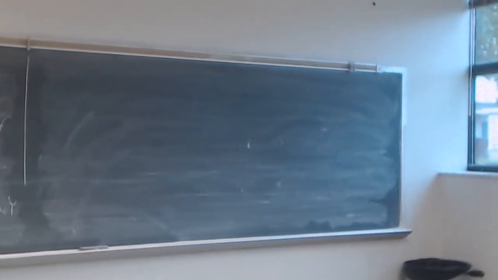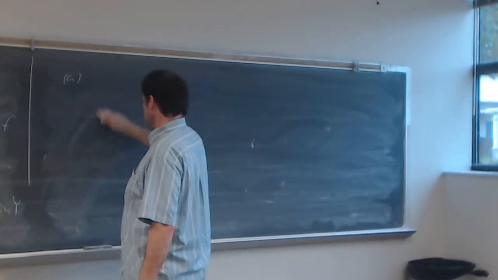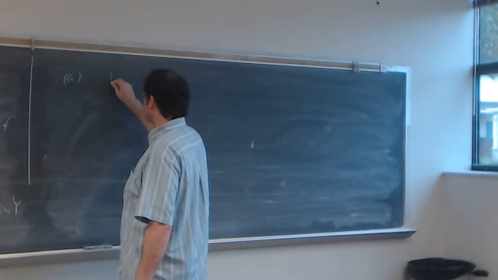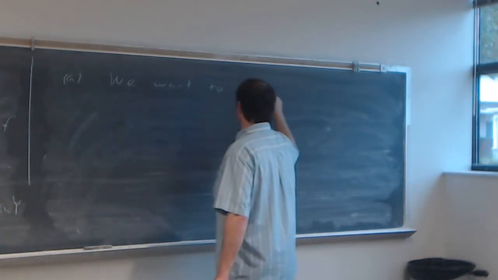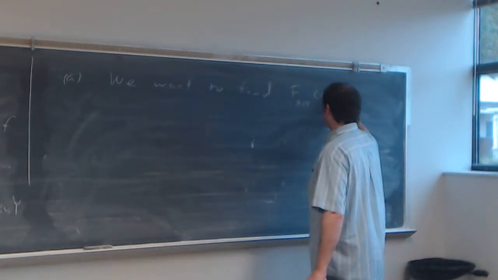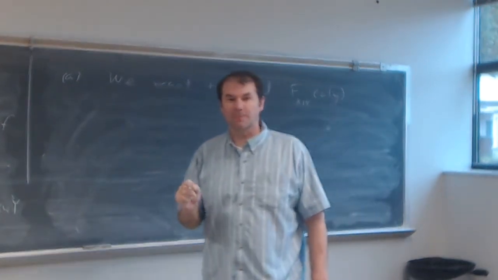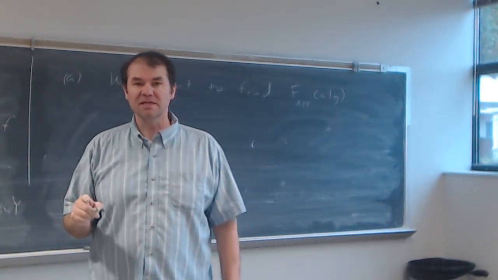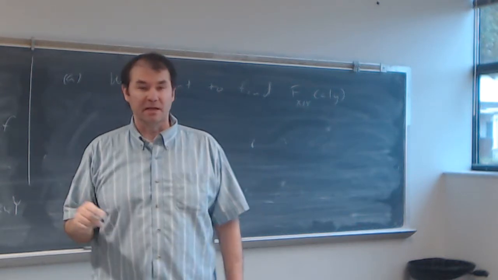Okay, so we're finding this conditional CDF. For part A, we want to find F sub X given Y of a given y. If we look back at the joint PMF, you'll see that the x values are 1, 2, and 3.